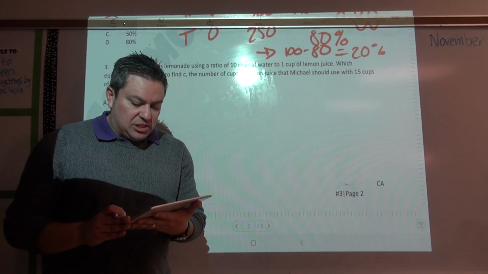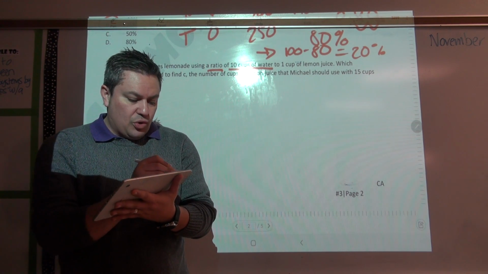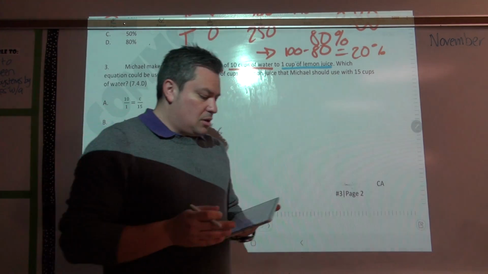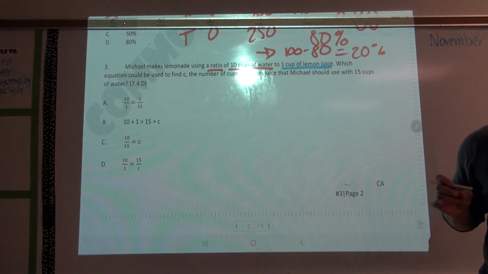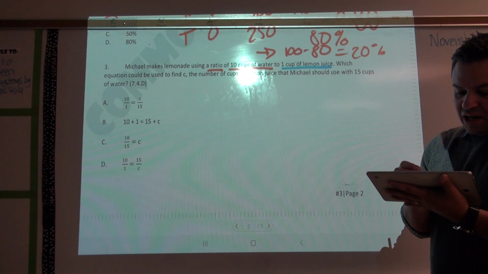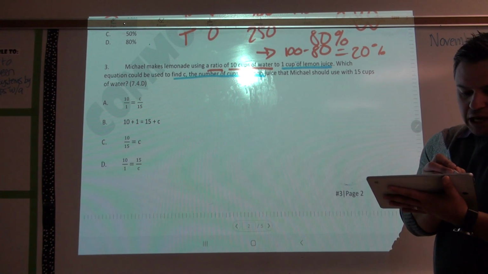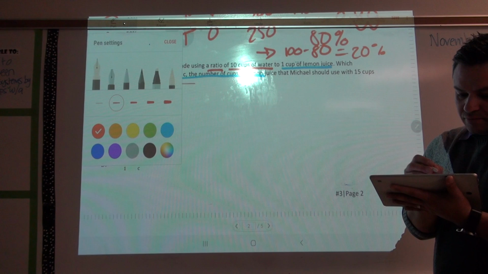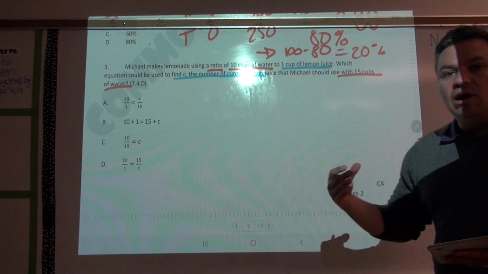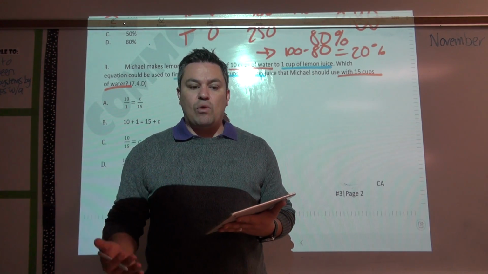Michael is going to make lemonade using a ratio of 10 cups of water to 1 cup of lemon juice. So he's going to do 10 cups of water for 1 cup of lemon juice. Which equation could be used to find C, the cups of lemon juice, if he uses 15 cups of water? So in this one, we're just going to write the proportions. We're not going to solve for it.